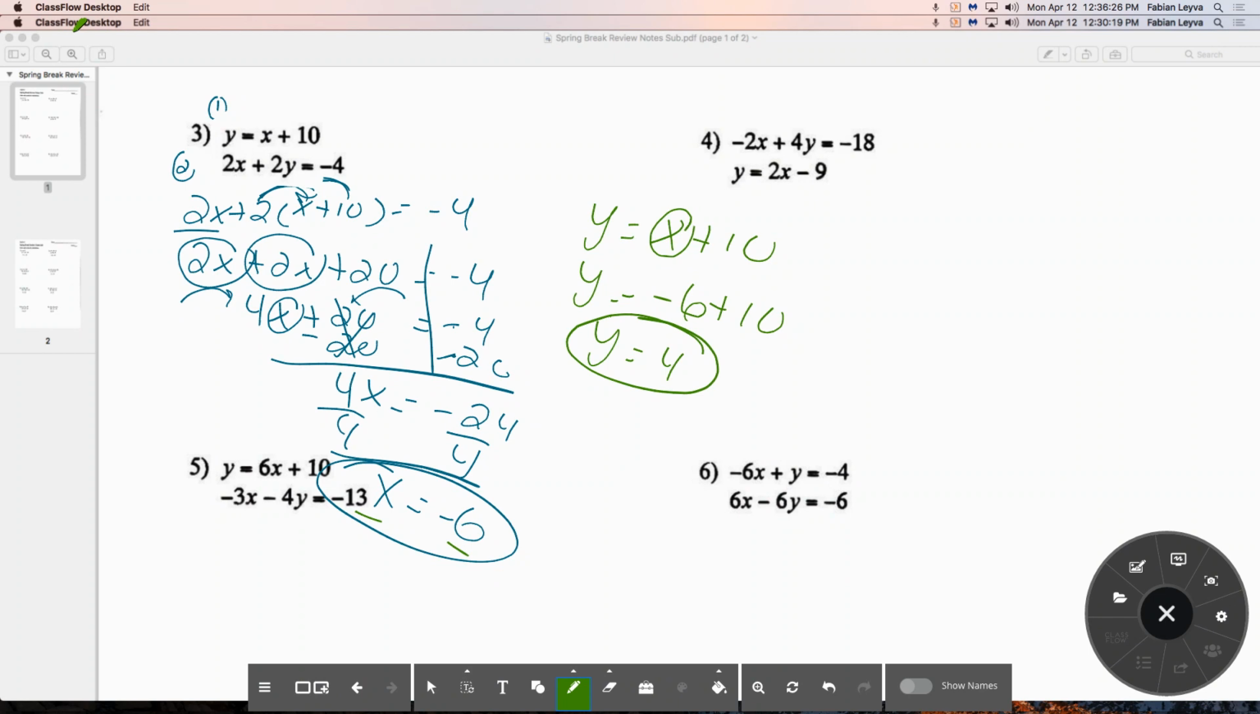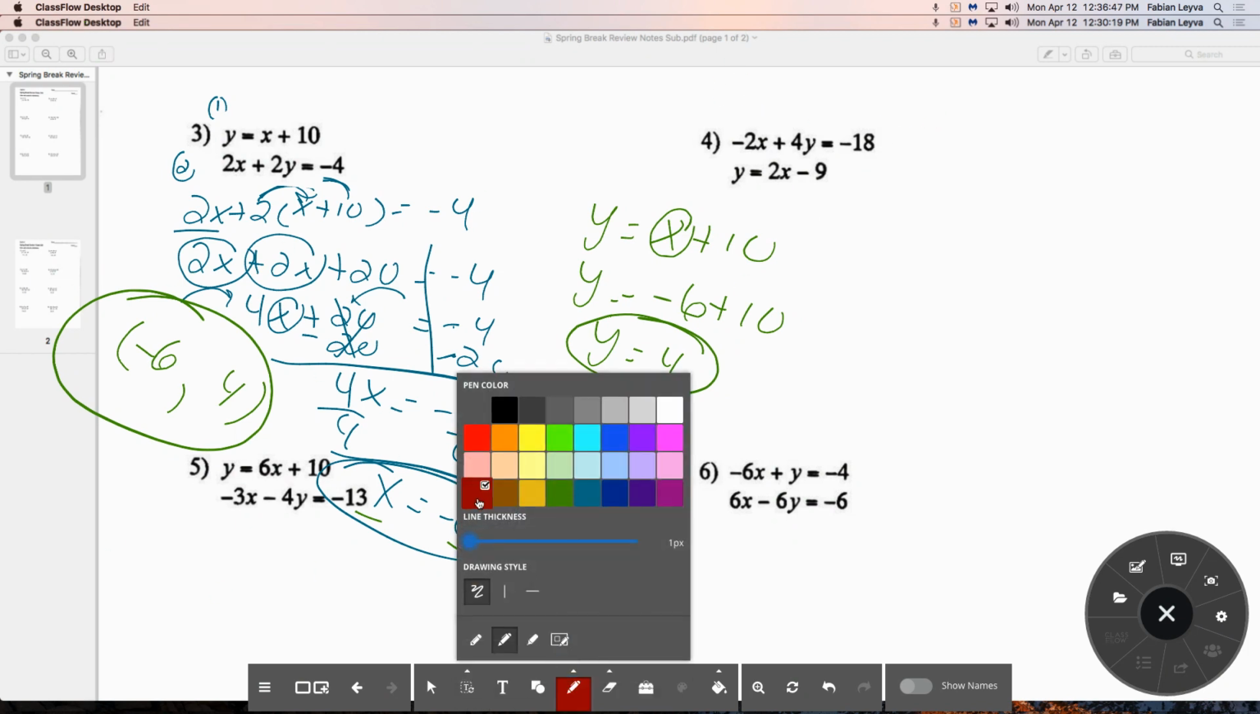So what is our solution? Negative 6 and 4, and that is it. You have now solved the system by finding a specific x and y that make both equations true. So one more example, and we'll call it a day, okay? So try number 4, and that'll be it.